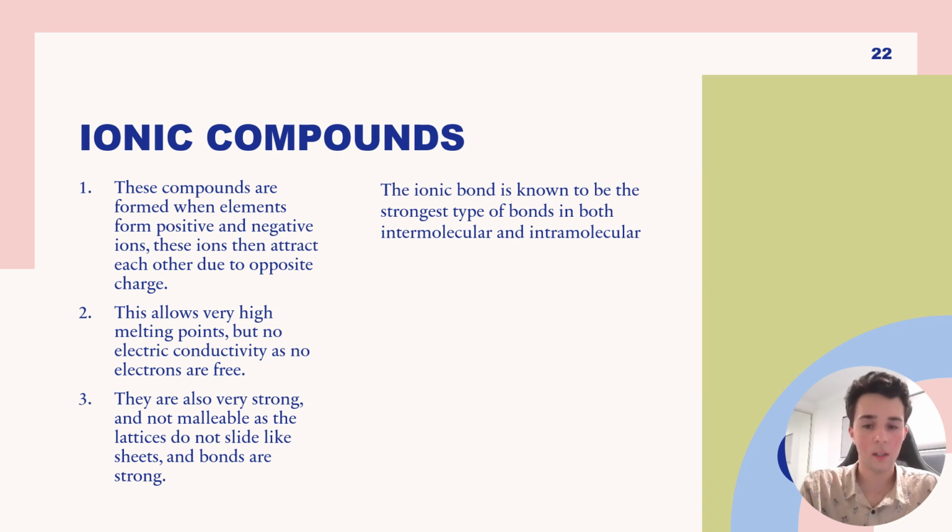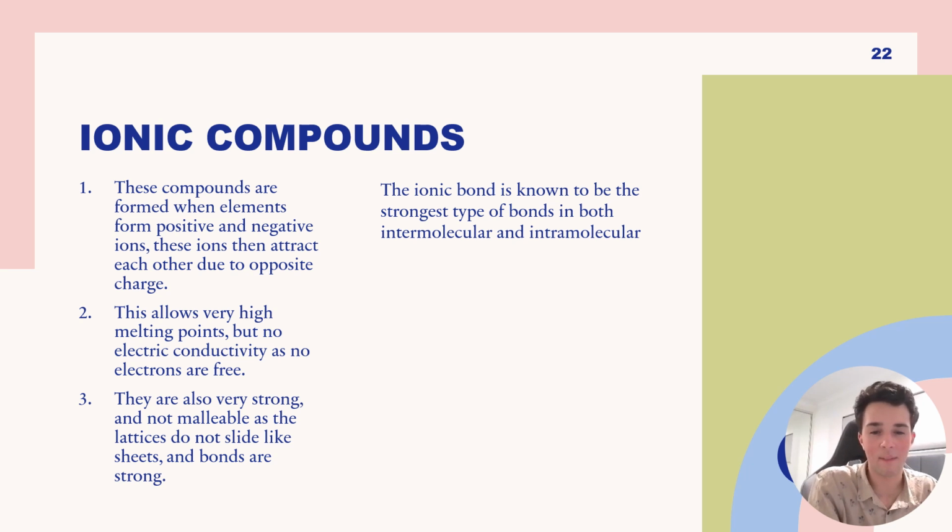Ionic compounds are formed when elements form a positive and negative ion, as I was talking about earlier, when they give off electrons or take on electrons and complete their full shell. When they do that, they become positively and negatively charged. And kind of like how a magnet works, how north and south are attracted, the positive and negative charges will also attract each other.